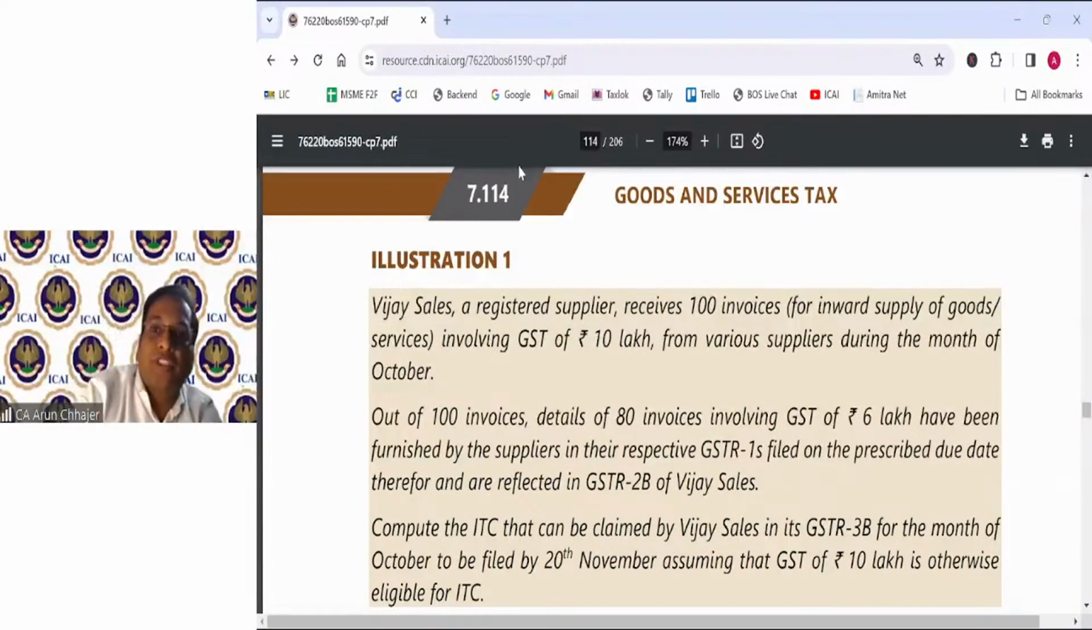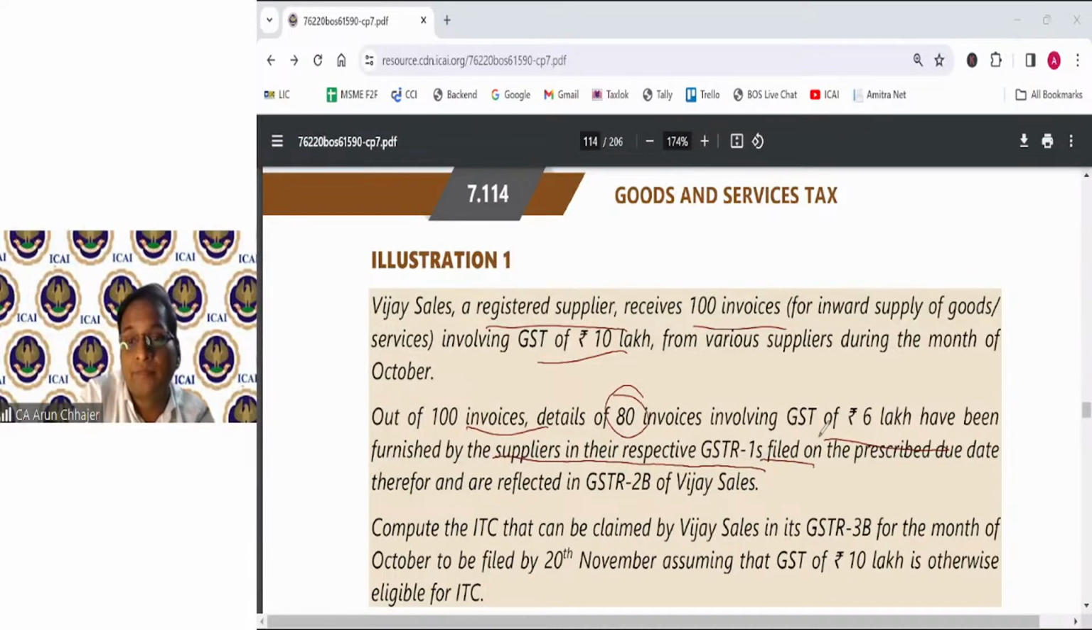Now let's read the question. Vijay, a registered supplier, received 100 invoices involving GST of 10 lakh rupees. Out of 100, details of 80 involving 6 lakh have been furnished by the supplier in the GSTR-1 filed on the prescribed due date. Therefore, they are reflecting in GSTR-2B of Vijay.